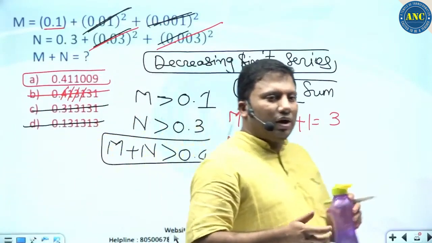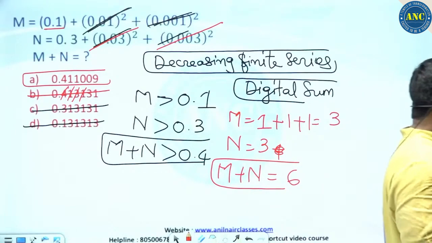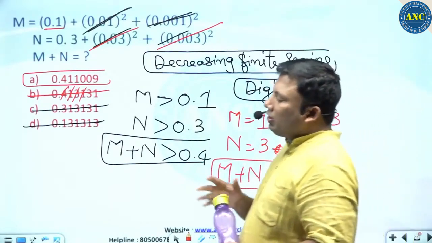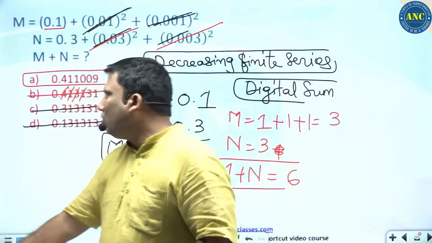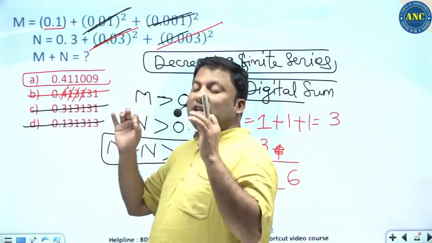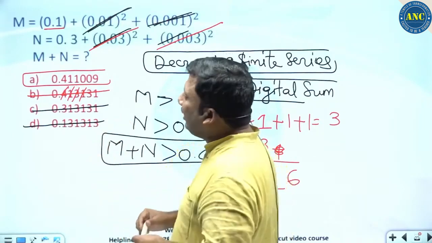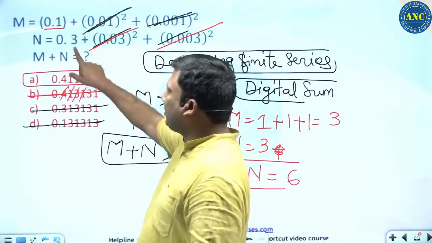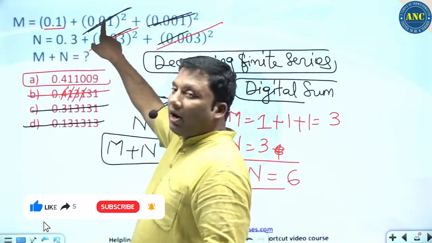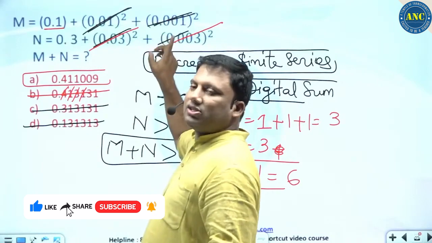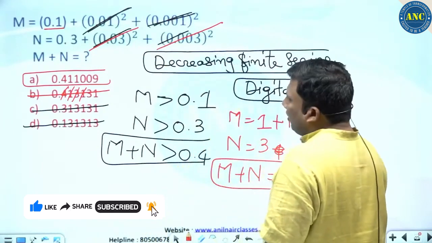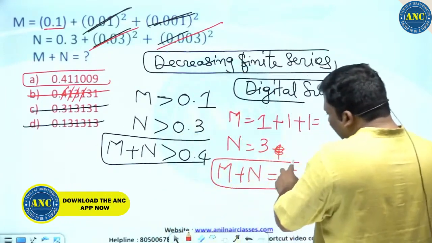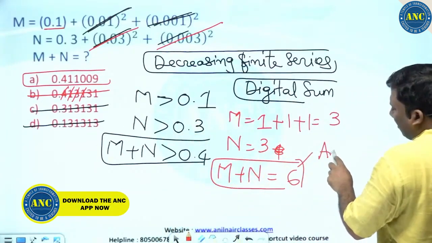Answer for this question is 411,009. 0.1, it is 1. 0.01. Whenever the digits are there, digital sum is defined as the sum of the digits until a single digit is obtained. 0.1, it is 1. 0.01, it is 1. 0.001, it is 1. It is 1 plus 1 plus 1, 3. These cancelled, these cancelled. N is 3. M plus N, the digital sum should be 6.